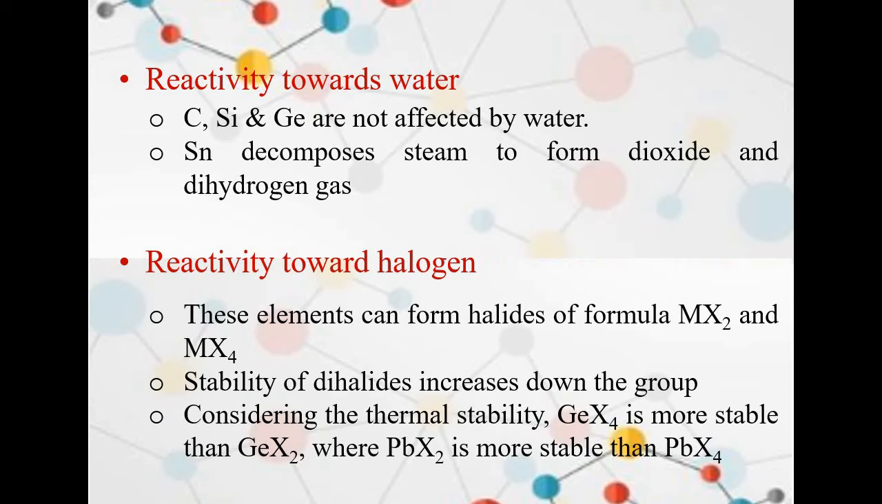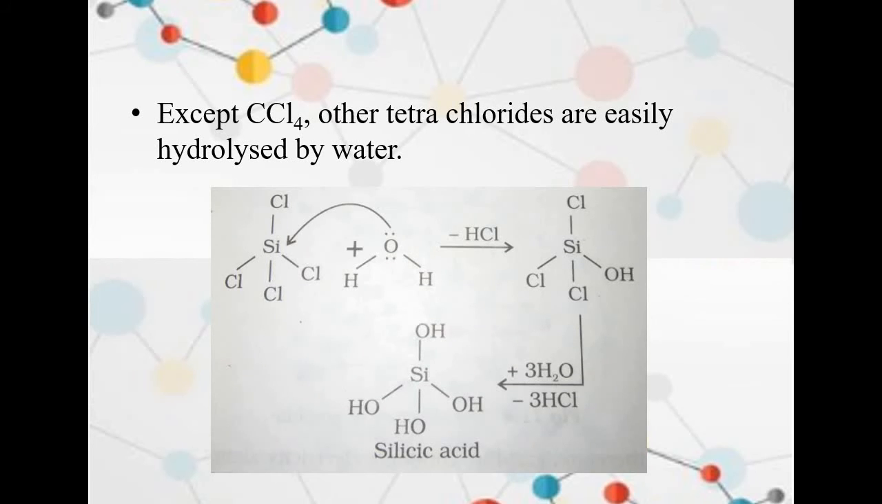Considering the thermal stability, GeX4, that means germanium tetrahalide, is more stable than germanium dihalide, whereas lead dihalide is more stable than lead tetrahalide. So once again, considering the thermal stability, GeX4 is more stable than GeX2, whereas PbX2 is more stable than PbX4. Except CCl4, all other tetrachlorides are easily hydrolyzed by water.